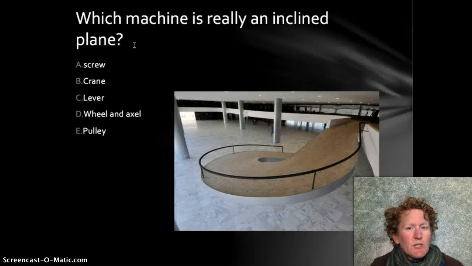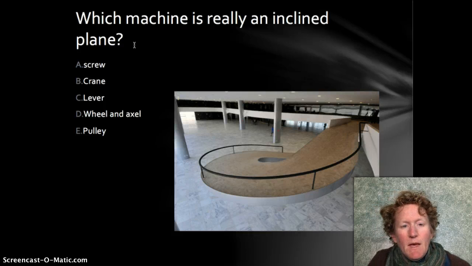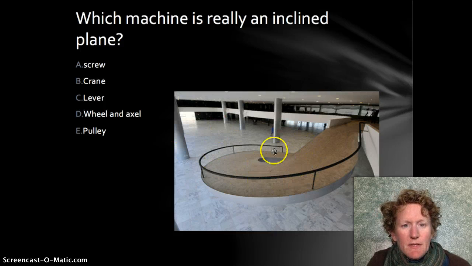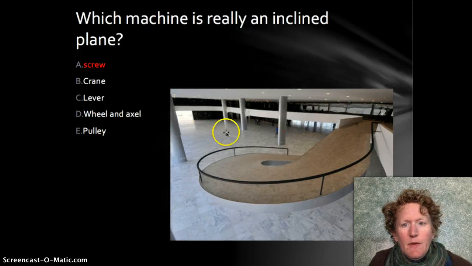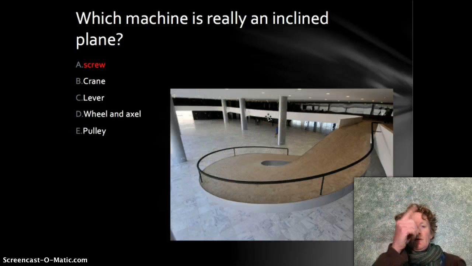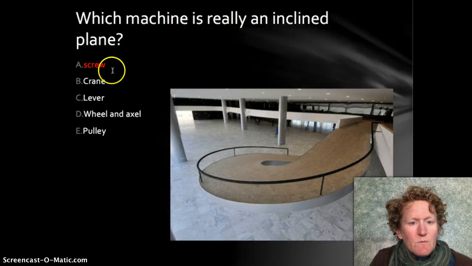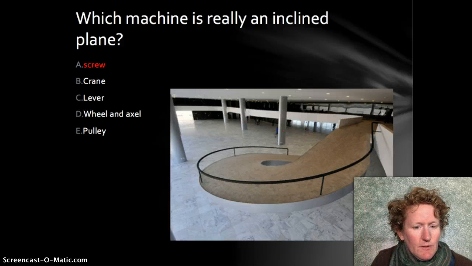Which simple machine is really an inclined plane? A screw, a crane, a lever, a wheel and an axle, or a pulley? This is a hint here. An inclined plane, if you wrap it around and around like in a parking ramp garage where you're driving around and around in a circle, is really a screw. You're just wrapping the inclined plane in a circle.